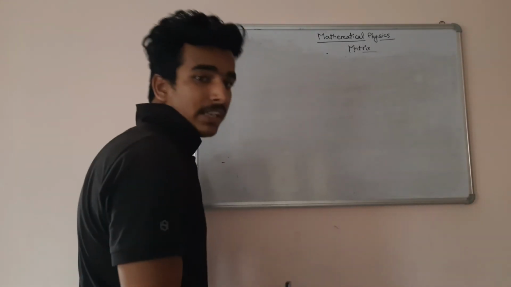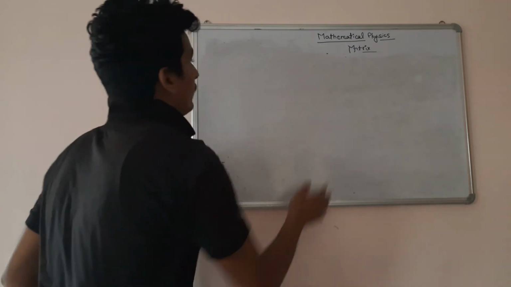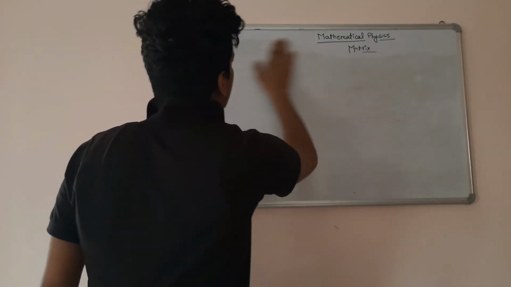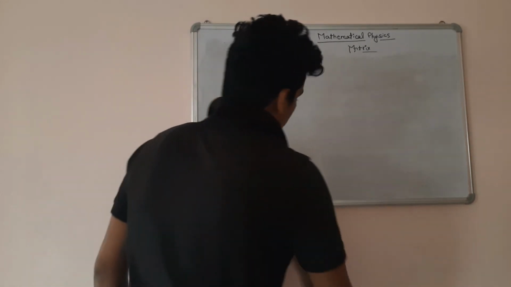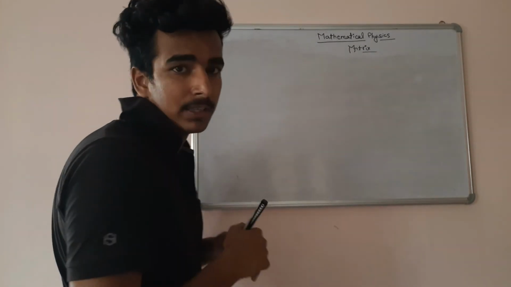You know what a complex number is: there is an imaginary iota there. We will also deal with complex numbers in this lecture series. So till now you all know about complex numbers.